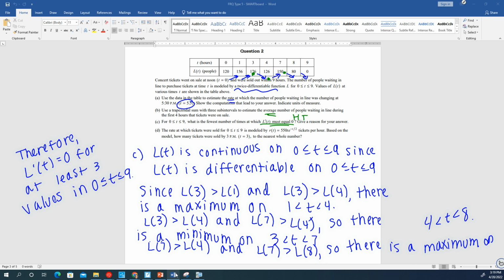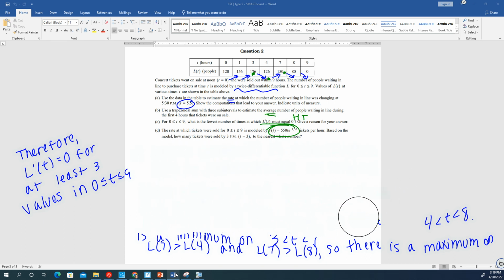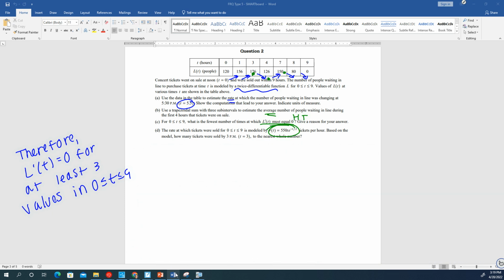Okay. The last one is just a calculator one, so let's finish this up quickly. The rate at which tickets were sold is modeled by this function. Tickets per hour, that's the rate at which the tickets were sold. Based on this model, how many tickets were sold by 3 p.m.? If I wanted to know the amount, what would I do with that rate? Insert t equals 3 into the equation? That would tell me the rate at which they're being sold. I want to know the amount of tickets. Integrate. Yep, integrate. We can do this right in our calculator.